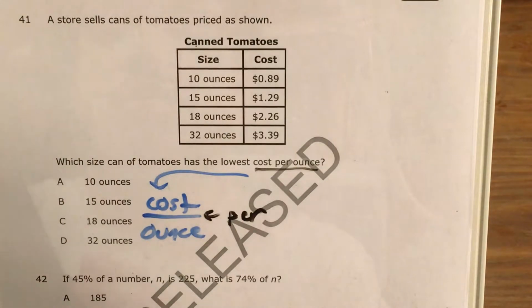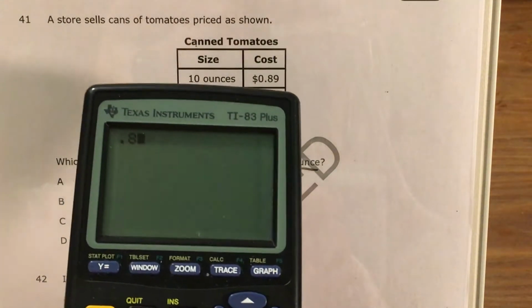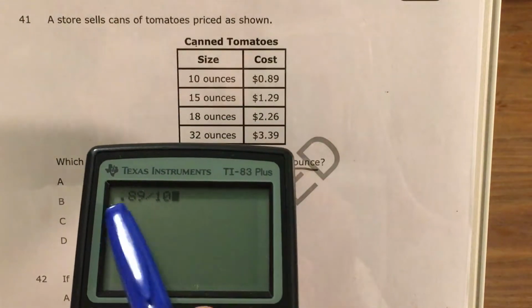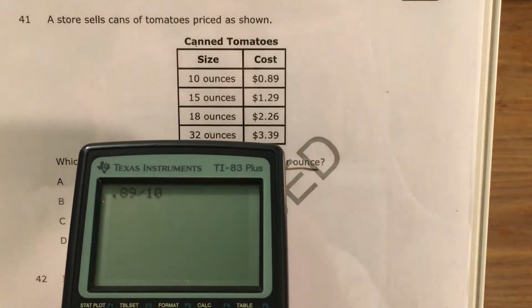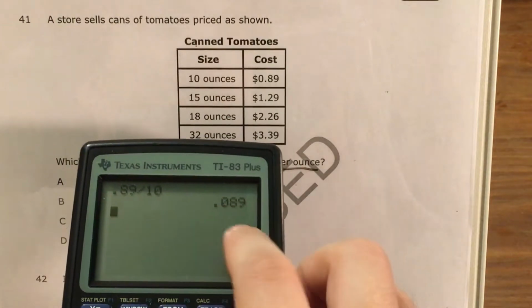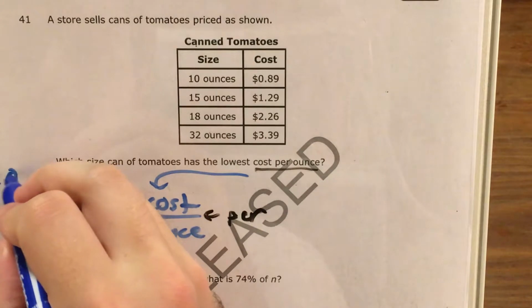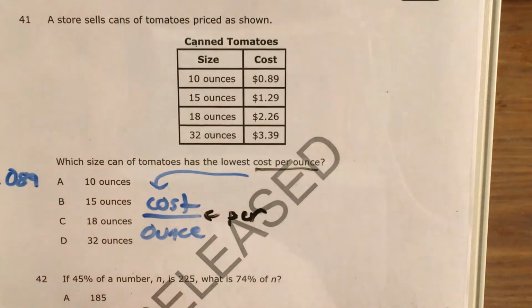Actually, we need to just figure out our unit rates so we can compare them. For the 10-ounce can, if we're finding the cost per ounce, that's 0.89, or 89 cents, divided by 10. So the cost divided by the size in ounces is 0.089. That's 89 thousandths of a dollar for every ounce of tomatoes.